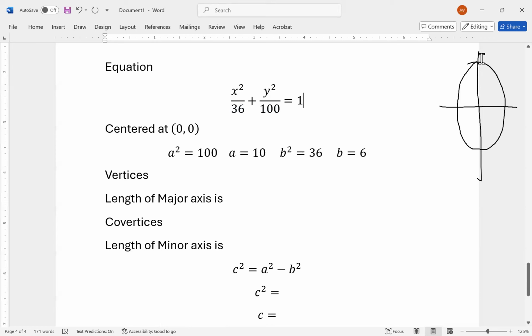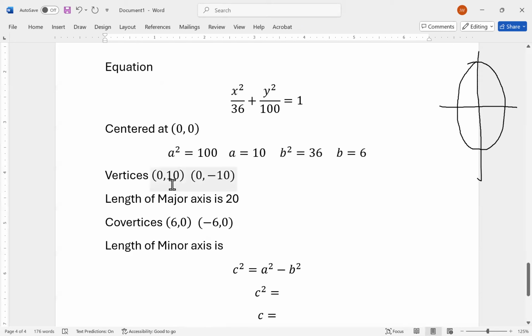The vertices are going to be at the top and bottom of the ellipse. So the vertices in this case are going to be 0, 10, and 0, -10. Length of the major axis, we already said that was 20, so we'll leave that alone. The co-vertices, well, we have to move left and right to hit the co-vertices. So the co-vertices will be at 6, 0, and at -6, 0.